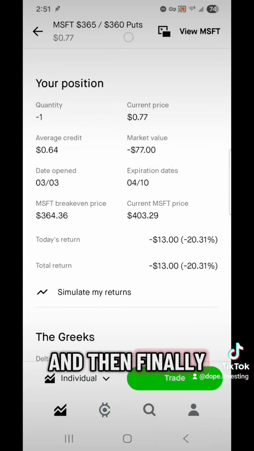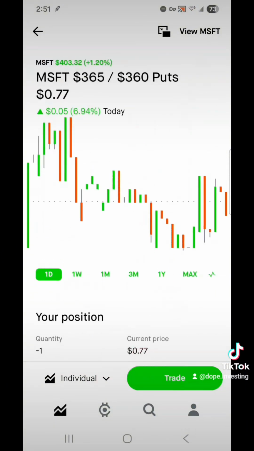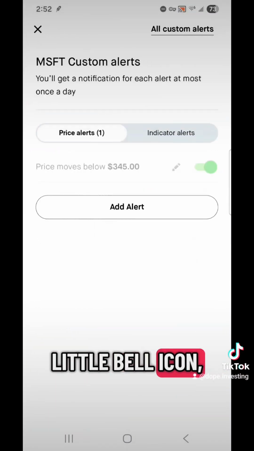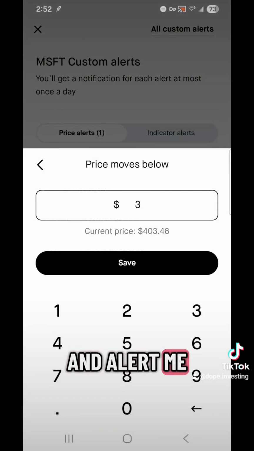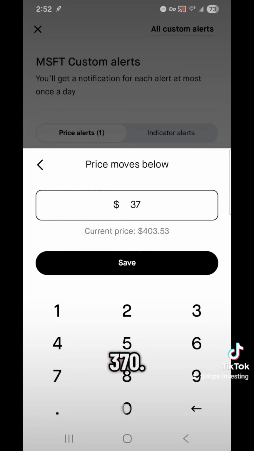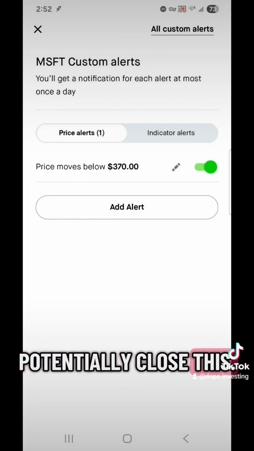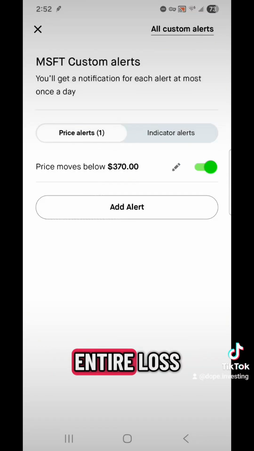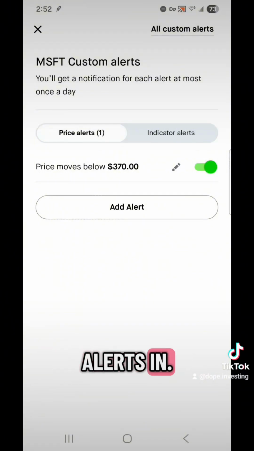And then finally what I do is, since I know break-even price is around $365, I go up here, click View Microsoft in the top right, click on the little bell icon, do an alert, and alert me when it goes below, let's say 370. That'll give us some warning to potentially close this. Sometimes you might have to close it at a loss, which you might have to do in order to not suffer the entire loss and just cut your losses early. And that's why I put those alerts in.